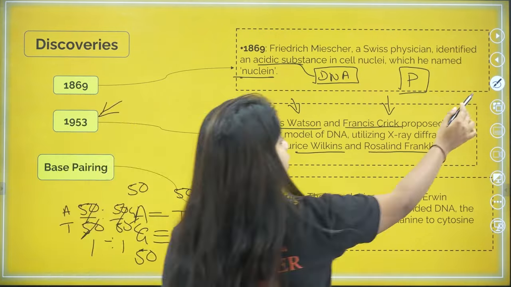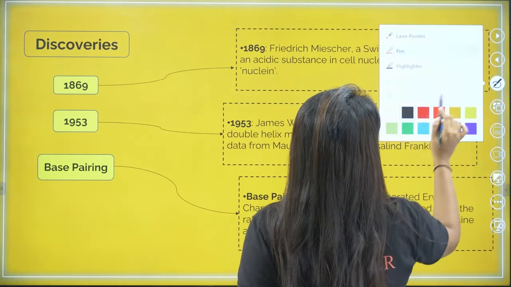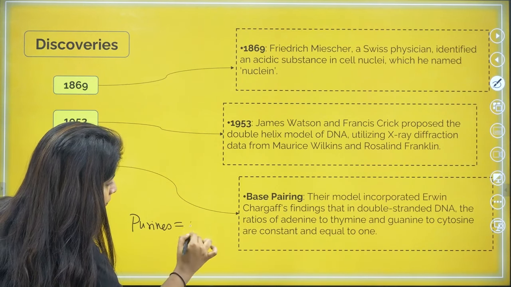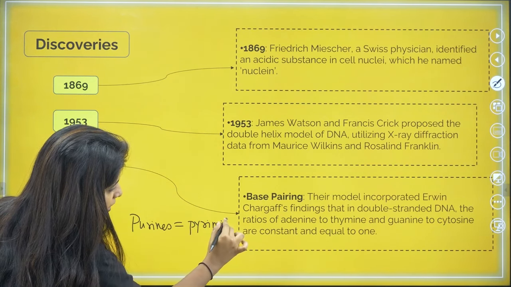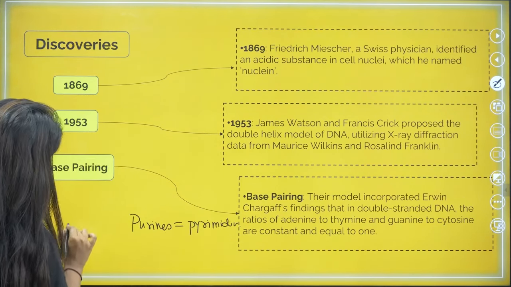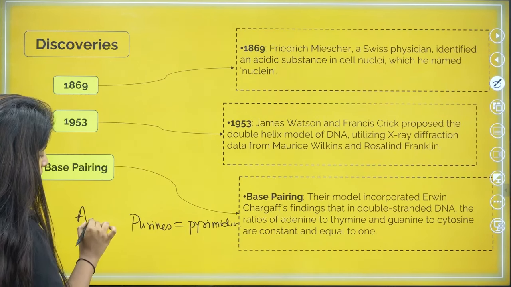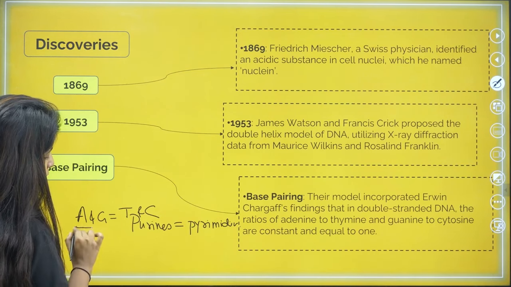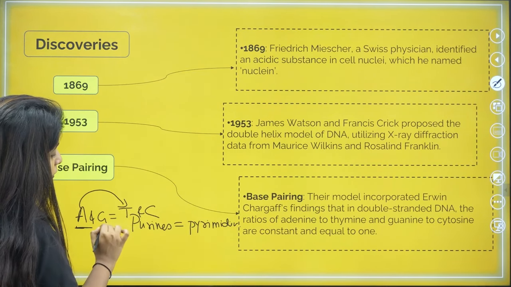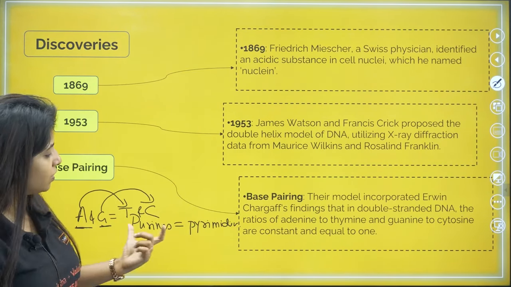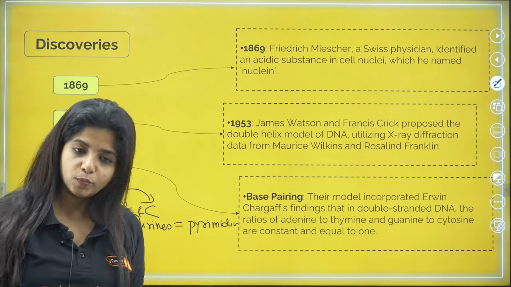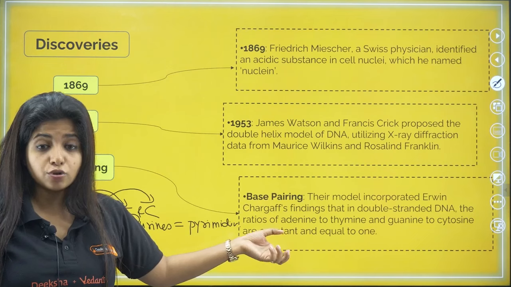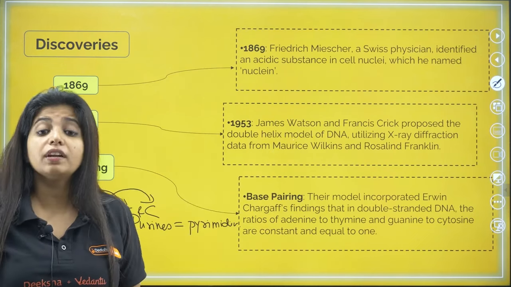Or you can modify this and say one more very important thing, which is that purines equal pyrimidines. That means A and G equals T and C. Why? Whatever number of A is there, that many T will be there. Whatever number of G is there, that many C will be there anyways. So purines equal pyrimidines. That can also be said. So Erwin Chargaff was the person who said this, and with the help of that also, what were James Watson and Francis Crick able to deduce?